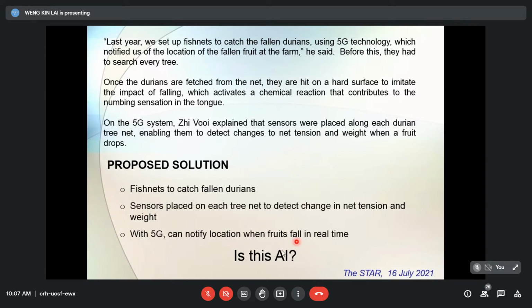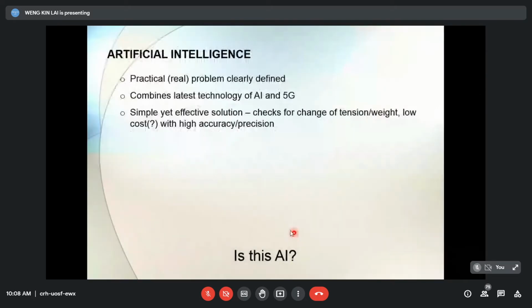Now, the question is, is this AI? It seems straightforward, right? I can just check for the tension and the weight, and then of course connect to 5G. 5G is actually nothing more than basically transmitting the data back to your processing center, right? So AI actually here. Now this is an application of AI.